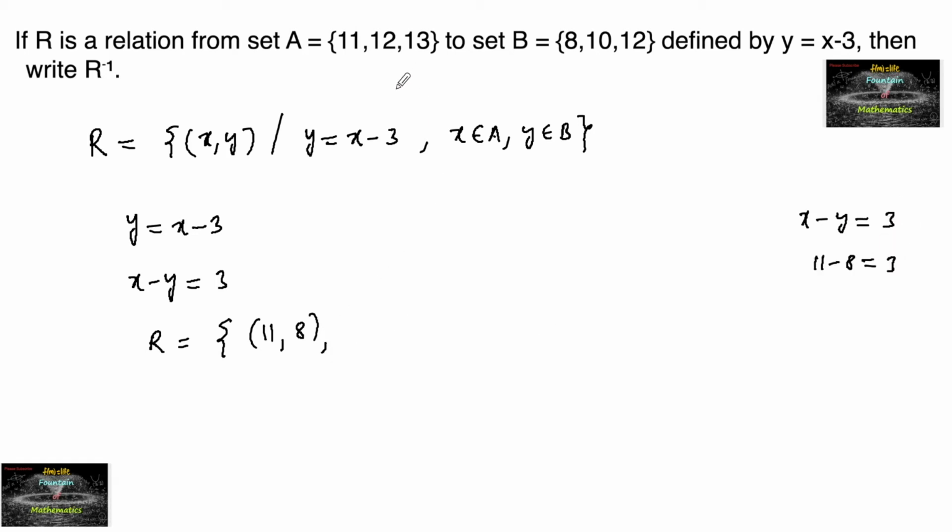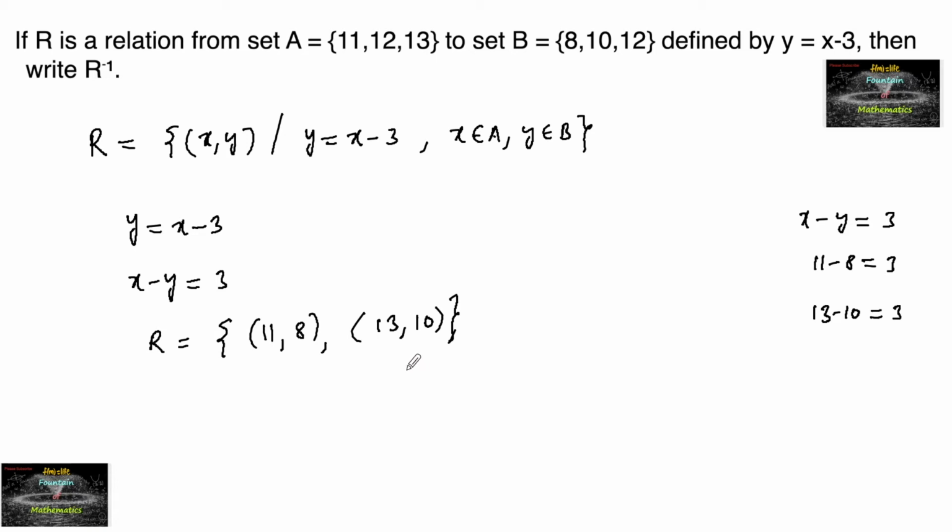and another ordered pair we can select here 12. The difference of 12 minus 8 is 4, and 12 minus 10 is 2, and 12 minus 12 is 0, so we are not getting 3 with 12. So let us select another element 13. 13 minus 8 will get 5, and 13 minus 10 you are getting 3, so we can select the ordered pair (13, 10), and 13 minus 12 is 1. So only the two possible ordered pairs you are getting, R is equal to {(11, 8), (13, 10)}.